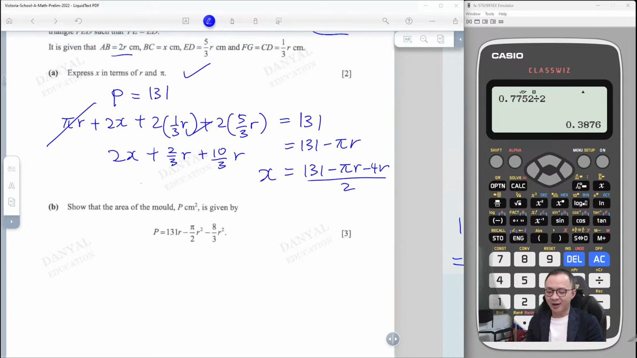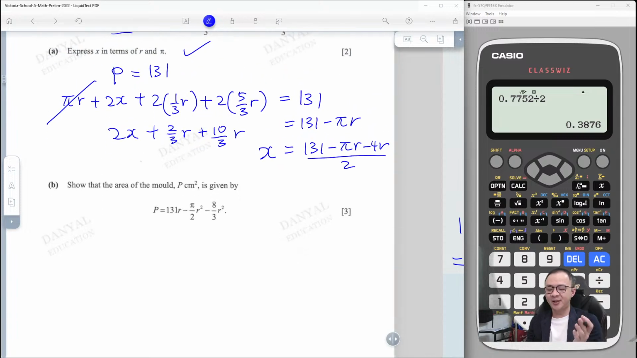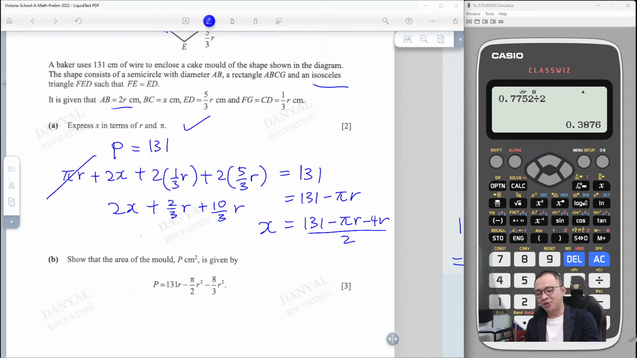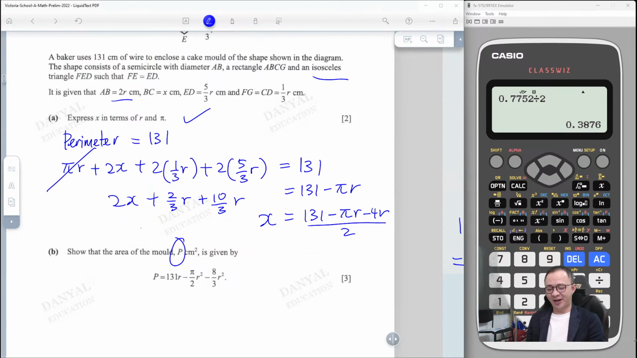Then, show that the area of the mole is P. Oh my god, then I don't want to use P anymore. I will write the full thing, parameter, because they literally use the P for parameter. This is a bit not common, because normally for area we either use A or another letter like L. They use P, but yeah, they can use anything they want. They have the right to do that.